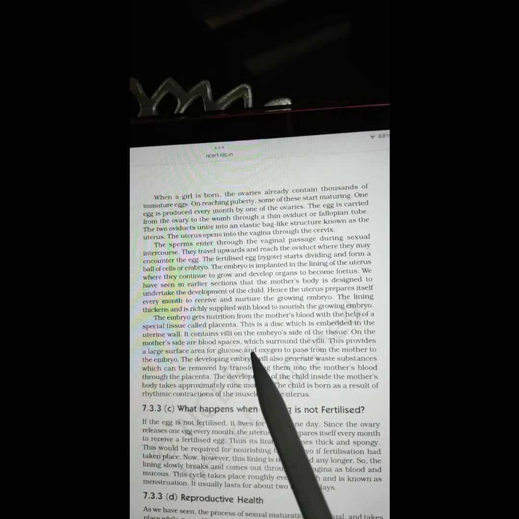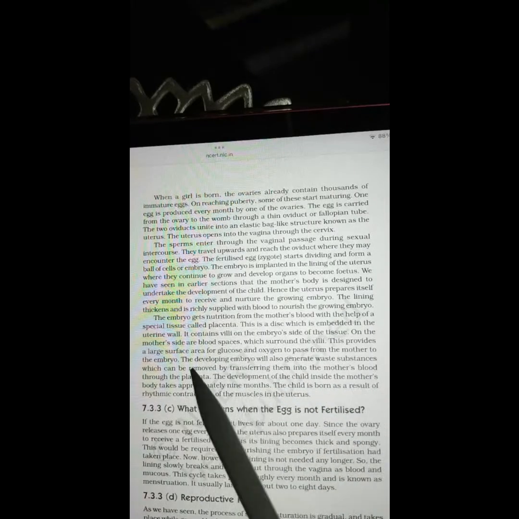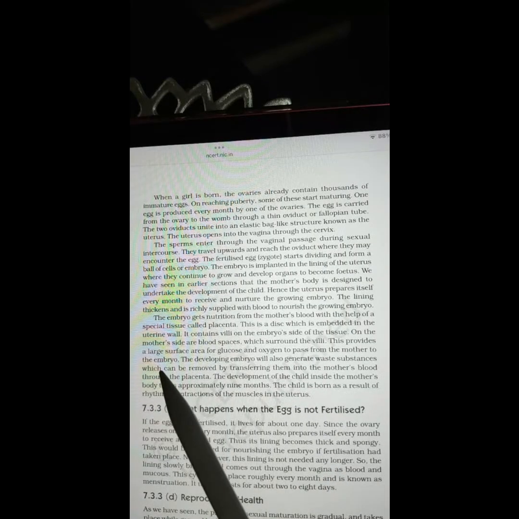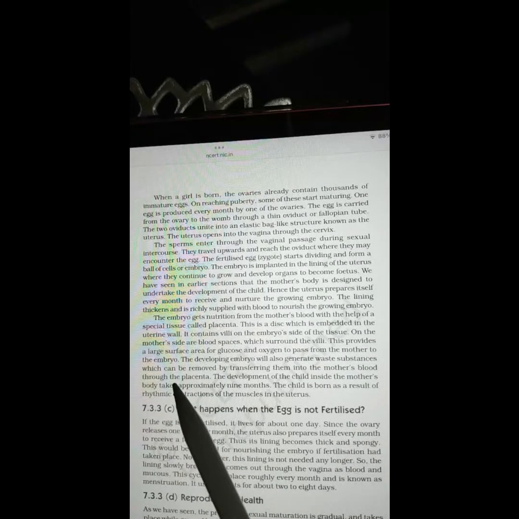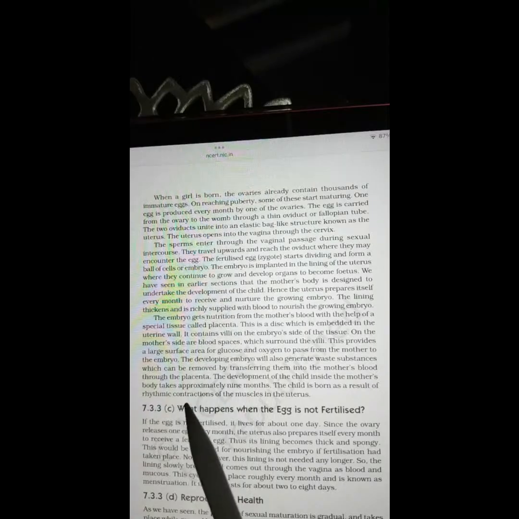It contains villi on the embryo side of the tissue. On the mother's side are blood spaces which surround the villi. This provides a large surface area for glucose and oxygen to pass from the mother to the embryo. The developing embryo will also generate waste substances which can be removed by transferring them into the mother's blood through the placenta. The development of the child inside the mother's body takes approximately 9 months. The child is born as a result of rhythmic contractions of the muscles in the uterus.